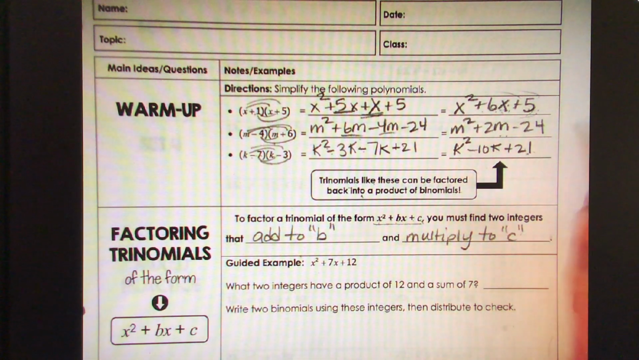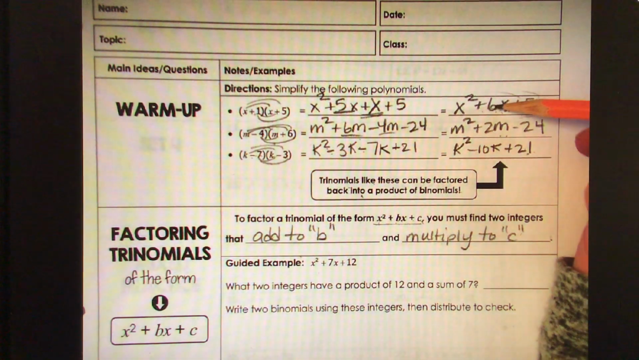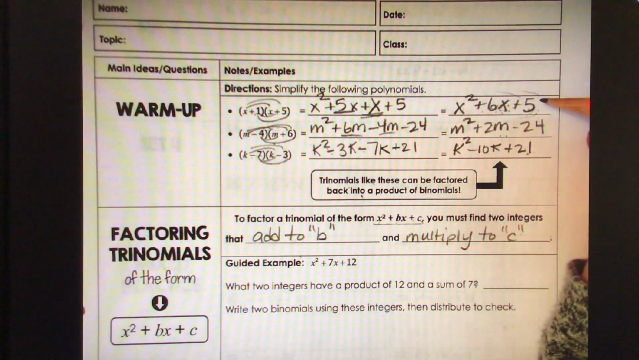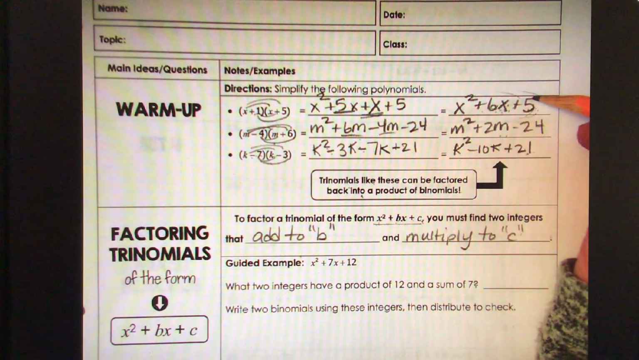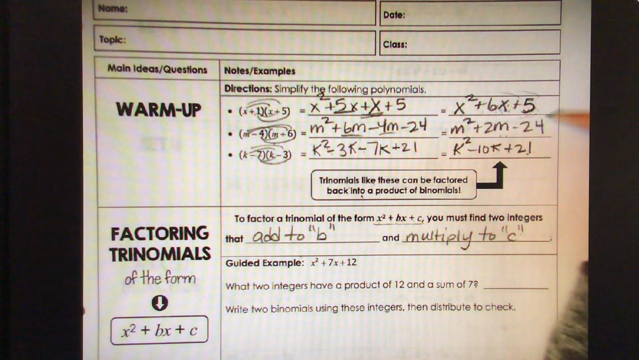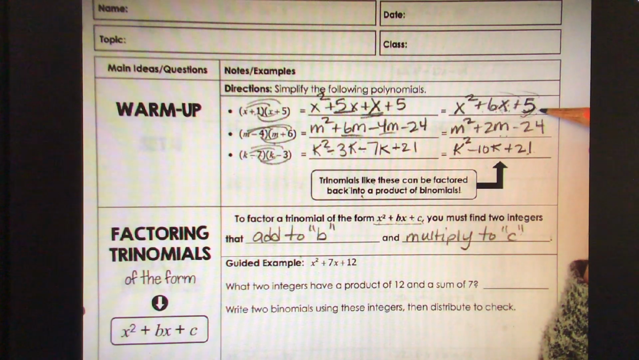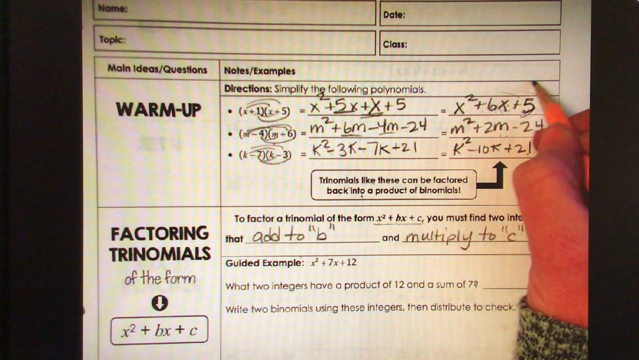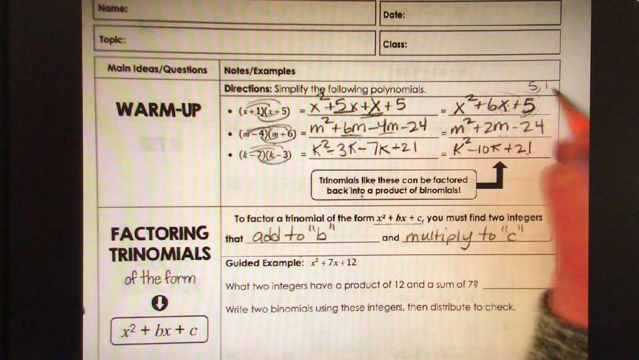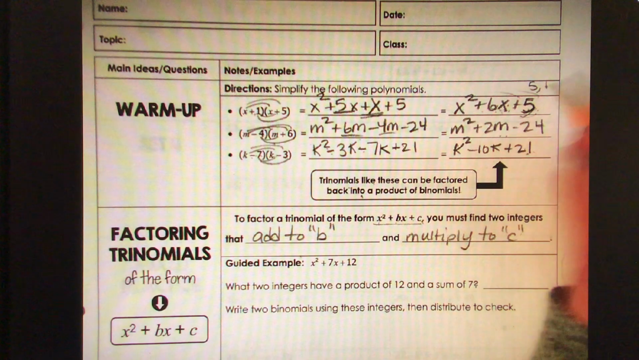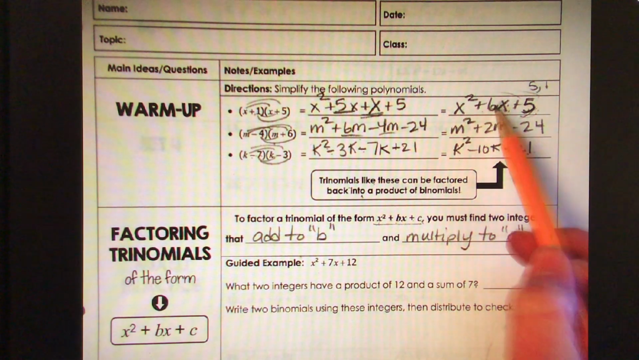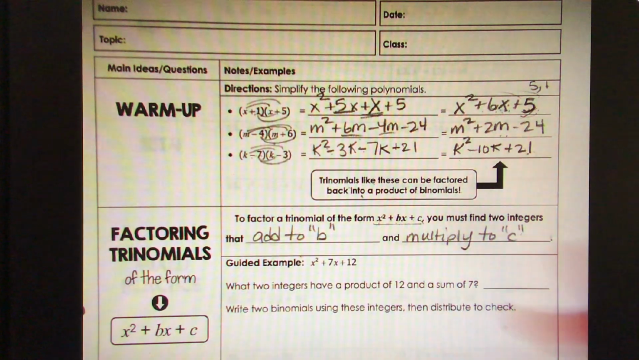So if I look back at this first example, I'm looking for two numbers that add to 6. I could start listing all of the numbers that add to 6, but maybe I should start with 5. Because 5 is prime, and if I think back to prime factorization, the factors of 5 are only 5 and 1, right? And if I add 5 and 1 together, would I get 6? Yes, I would. And that becomes my two factors from over here.